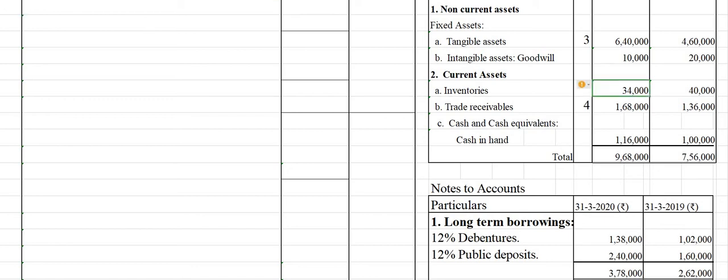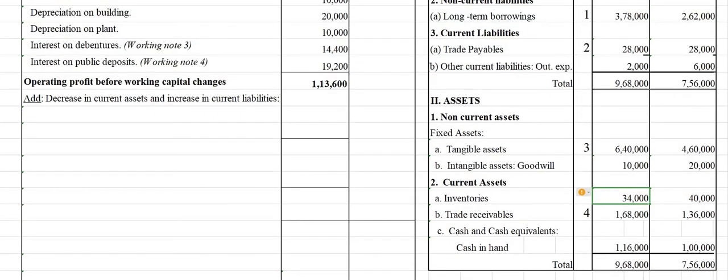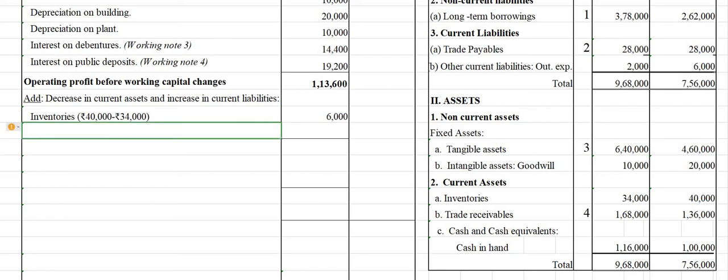See, current assets here directly given 34,000 for inventory. Current year 34,000, previous year 40,000. That means inventory, from 40,000 it has decreased to 34,000. So the total amount of decrease is 6,000. So we can write that one first. Inventories 40,000 minus 34,000, that is 6,000.